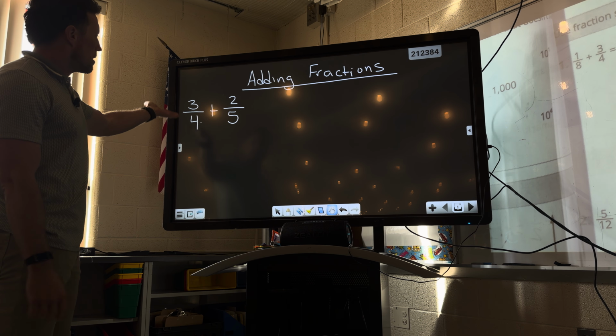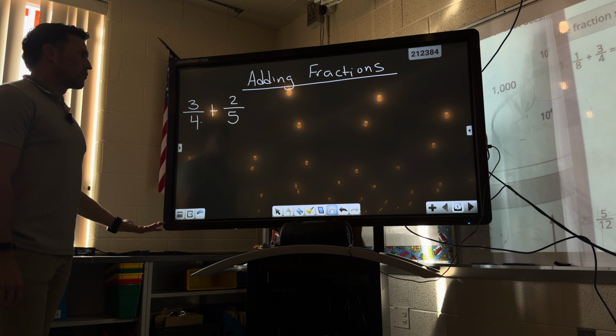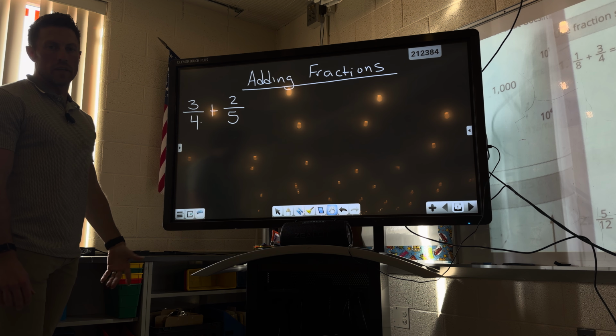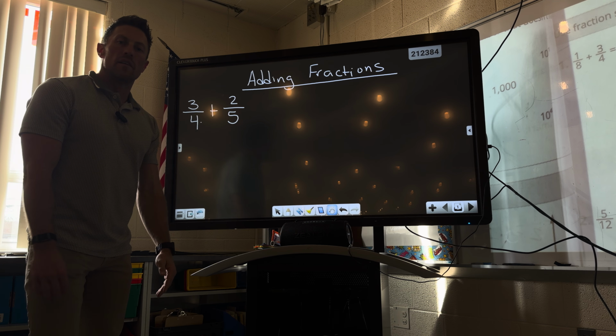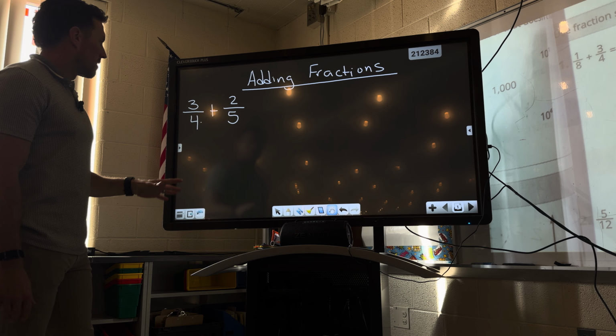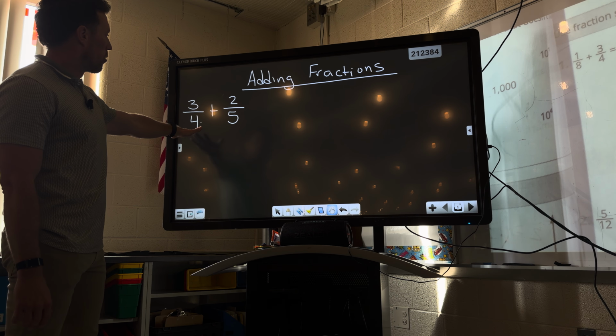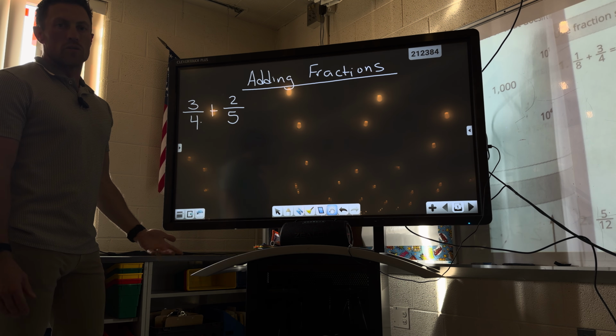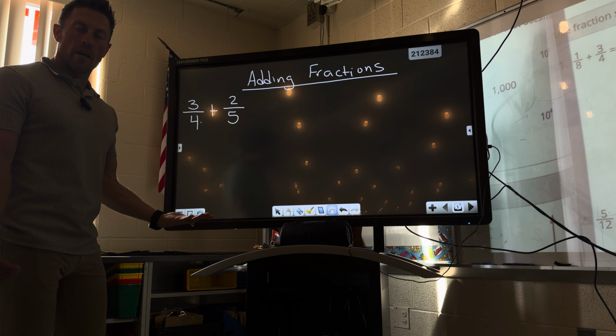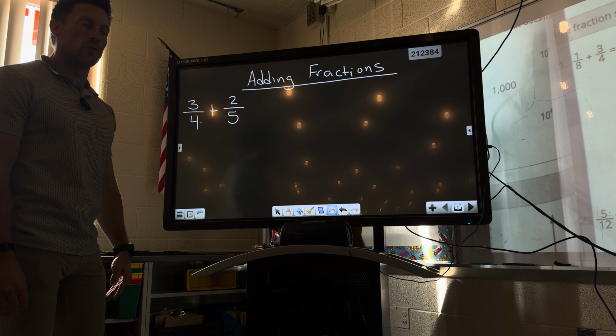As you can see, what we have here is two fractions, 3/4 plus 2/5. We're trying to add them up. To add fractions we need a common denominator, and we do not have that. We have a 4 and a 5. So this is the strategy I've been telling the students to use here at school.